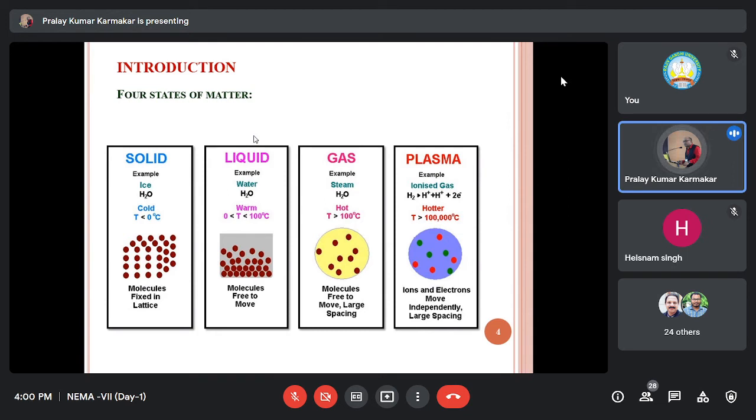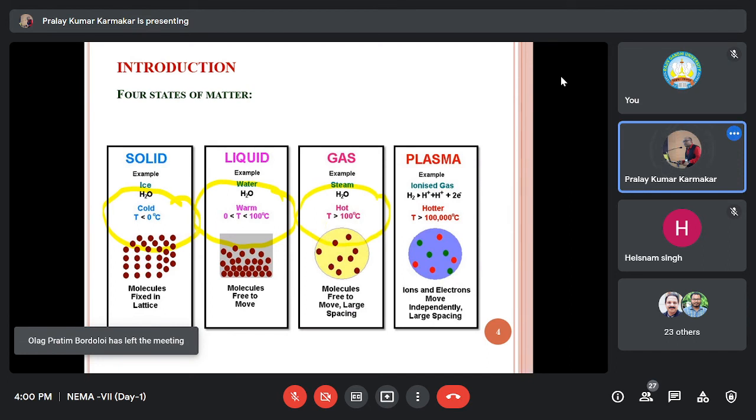In the case of your solid, for example ice, you see the temperature is here. So this is your solid state. At the same time, the liquid state, we can see the temperature lies in this regime. So this is liquid. And again the gaseous state, this is at high temperature relative to this. But what would happen if the temperature is far above this temperature? So in that case, what happens?